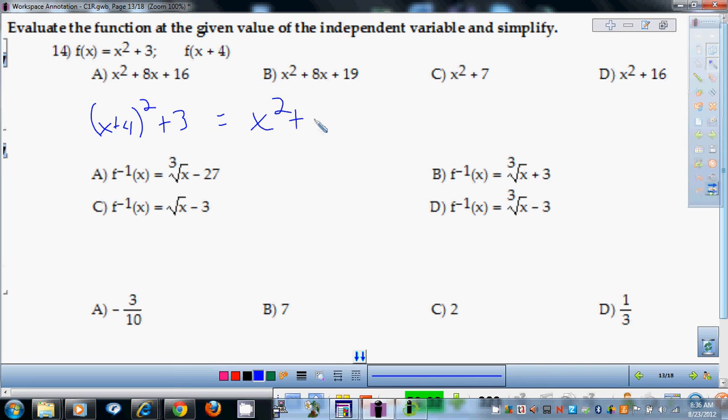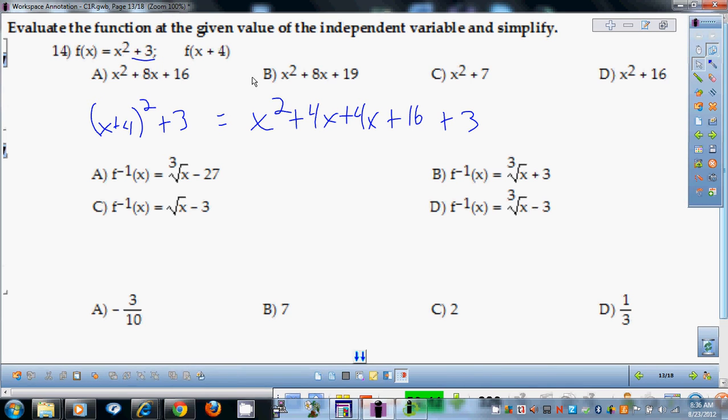Well, let me show every step. When you FOIL, then you tack on the plus 3 at the end of the problem. Adding your like terms, that's x squared plus 8x plus 19, making the answer a B. Questions on that problem?